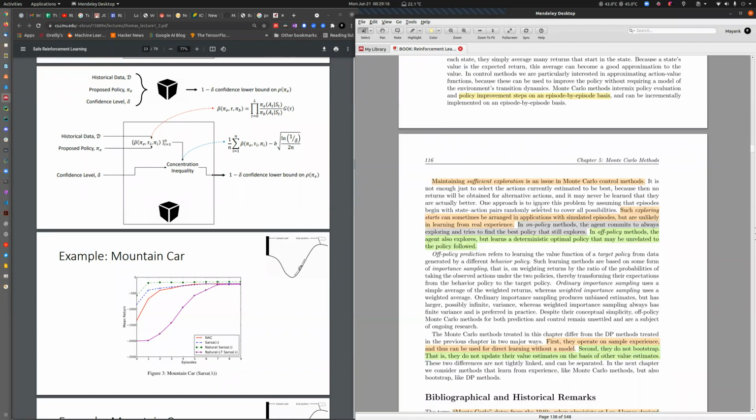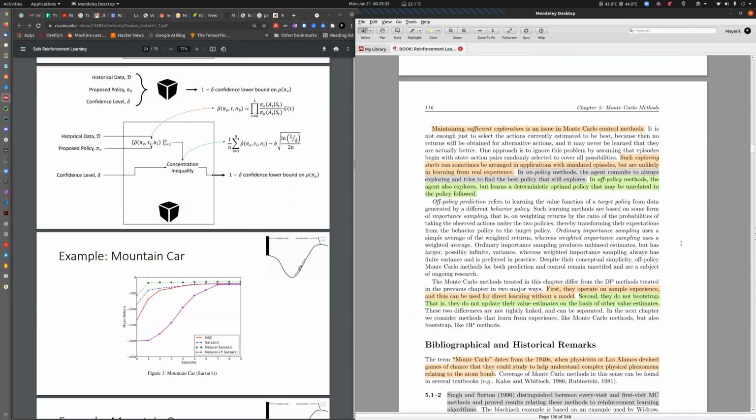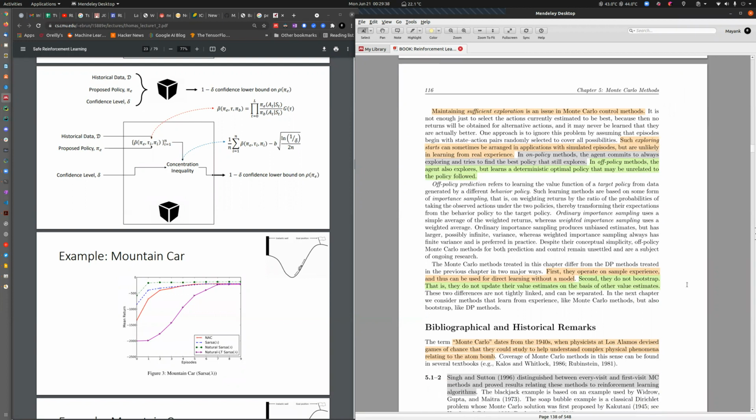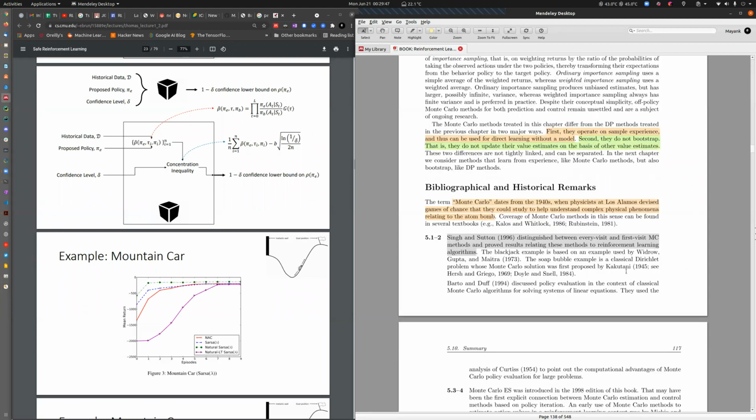Because we cannot, of course, take all the actions that can be taken. We cannot explore all the actions, and we won't be able to estimate the best. Other than that, they gave the difference between the on policy and off policy methods. And yeah, so this was all.